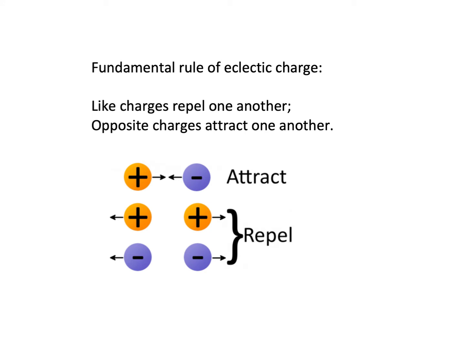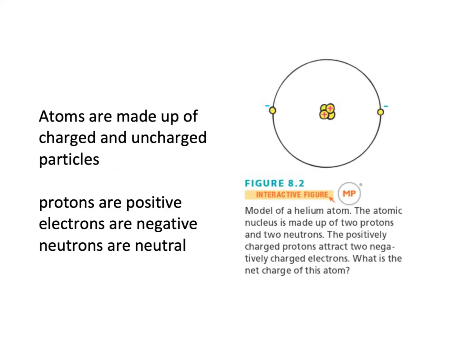So here on this slide, I've summarized that very important rule. These two yellow charges are positive. We know like charges are going to repel. These two purple charges here are negative. Again, it's the same kind of charge. Both are negative. They're going to repel. But if you have a positive and a negative, we know that the electrical force is going to be attractive. The two charges are going to attract one another. And that is the fundamental rule of electric charges.